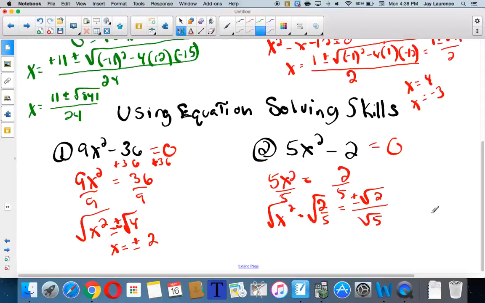And so I could multiply by the square root of 5 in both the numerator and the denominator. And so x is going to equal plus or minus the square root of 10 divided by 5, and I can go to a calculator at that point. The square root of 10 divided by 5 is going to be about 63/100ths, and the negative version is negative 63/100ths. All right, so that's how to solve it using equation solving skills.